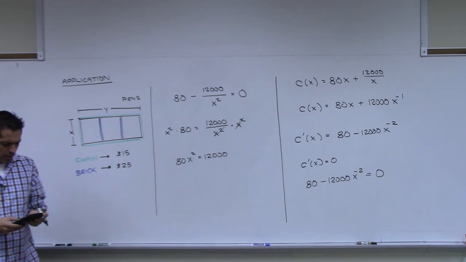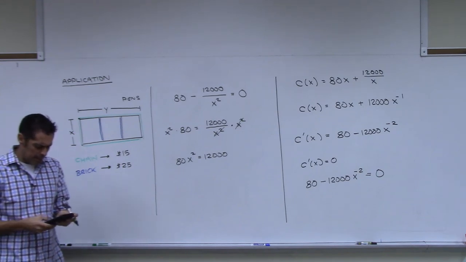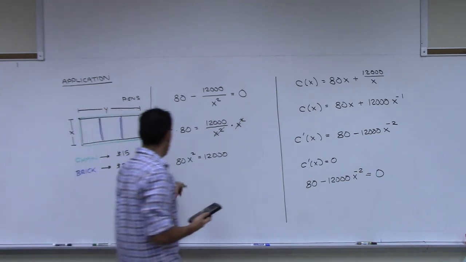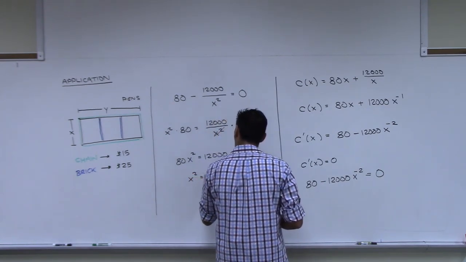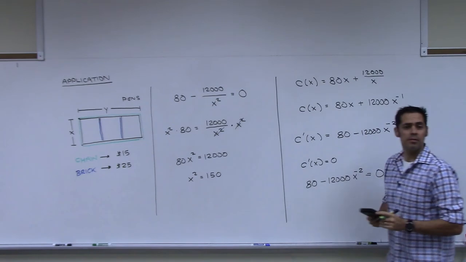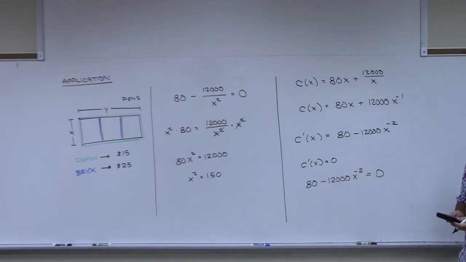So you're going to take 12,000, divide it by 80. It's 150. Y'all know what I did there? Yes? And then I'm going to take the square root on both sides. So I take the square root of 150.